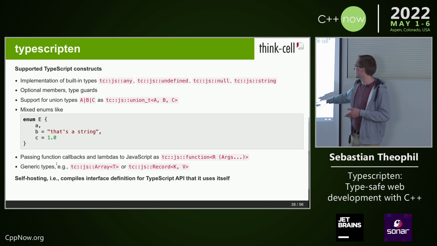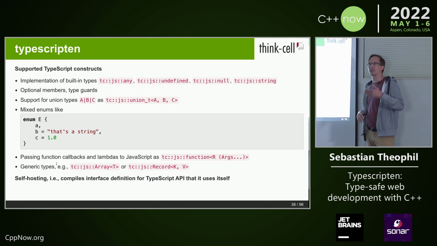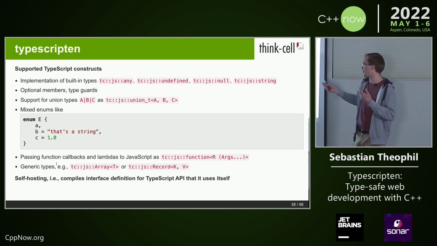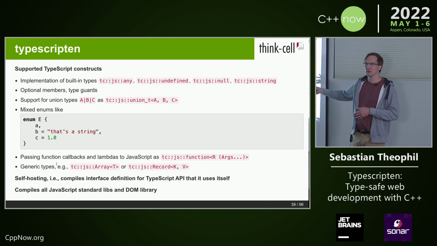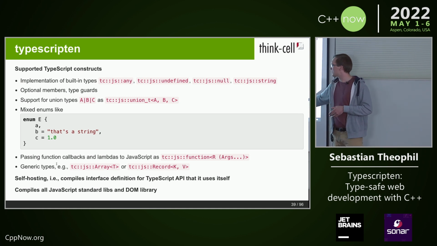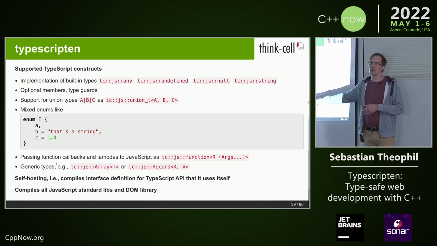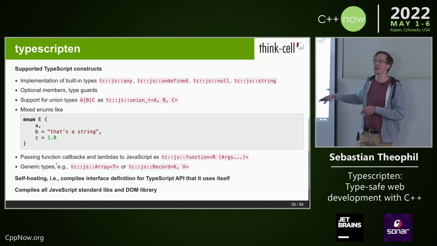Now, for a while now, the tool has been self-hosting. That means it understands enough of that to parse the interface definition of the TypeScript compiler API itself that we can then compile against. So that was, of course, a big step a while ago. And it can compile all the standard JavaScript libraries as well. This doesn't mean that it would correctly transform every single type in those libraries. Sometimes we just say, okay, this is complicated to translate. We ignore it, but it generates valid C++.